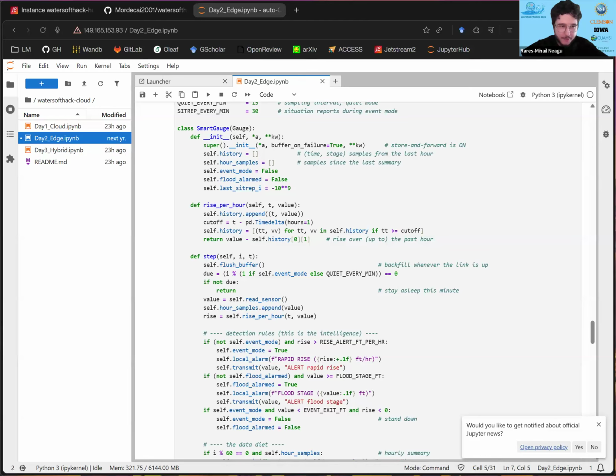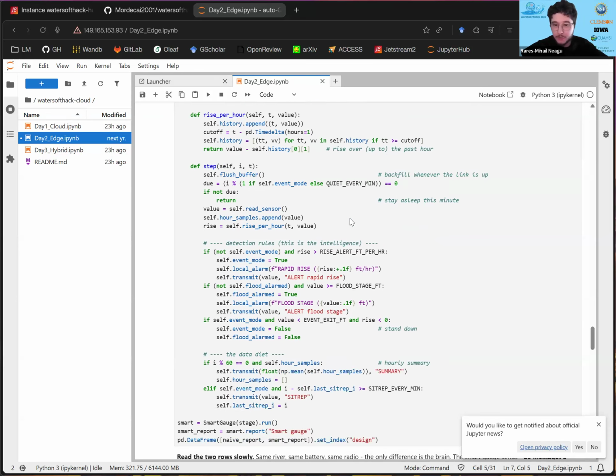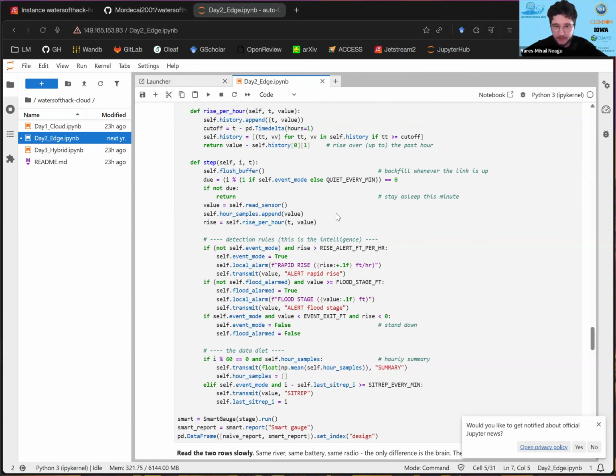We're going to create this rise per hour function, which appends the new reading. It drops anything older than an hour, and it returns the current stage minus the oldest kept stage. So it basically returns the increment, and the units are in feet per hour. Okay, now we're going to define the actual brain of our smart gauge.